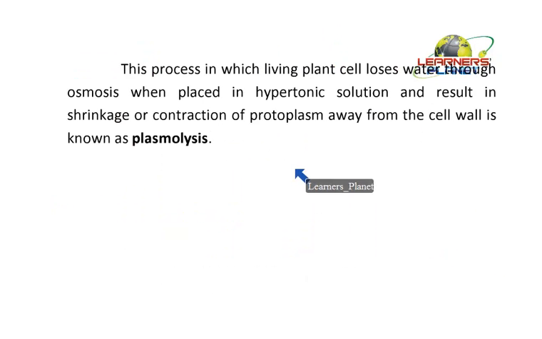Now this process, which is observed in plant cells, in which the cell loses water when placed in the hypertonic solution, what happens due to this? The shrinkage or contraction of protoplasm occurs. And this shrinkage or contraction of protoplasm is termed plasmolysis. This plasmolysis is a phenomenon which is shown by the living cells only.